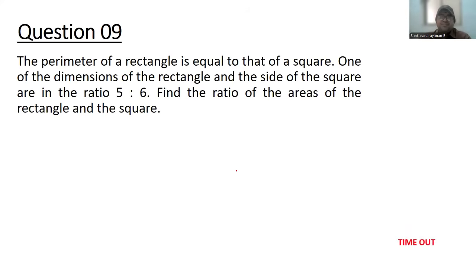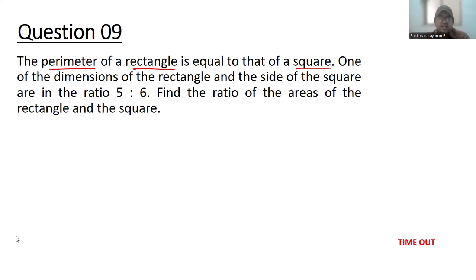Okay, time out. So here you read the question: the perimeter of a rectangle is equal to that of a square. So you are dealing with two geometrical figures here, a rectangle and a square. One of the dimensions of the rectangle, I don't know whether it is the length or the breadth, and the side of the square are in the ratio 5:6. You are asked to find the ratio of the areas of the rectangle and the square.